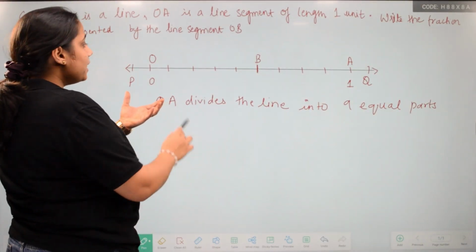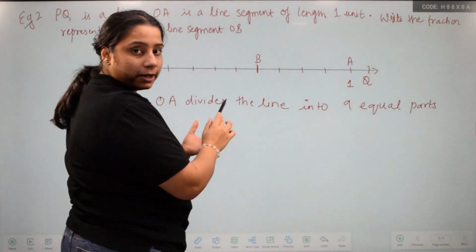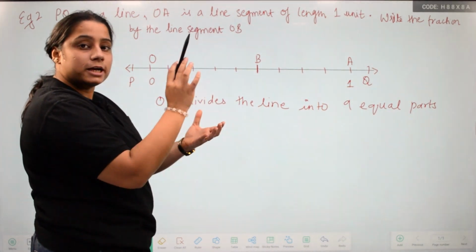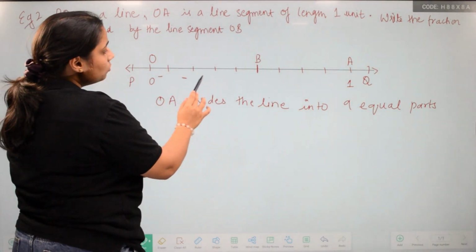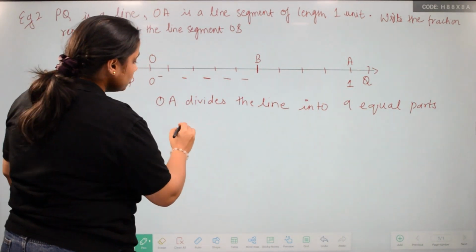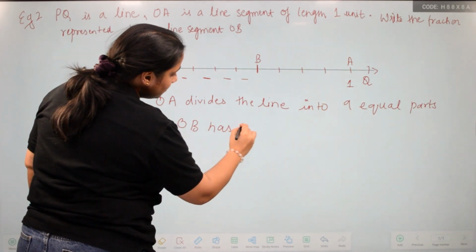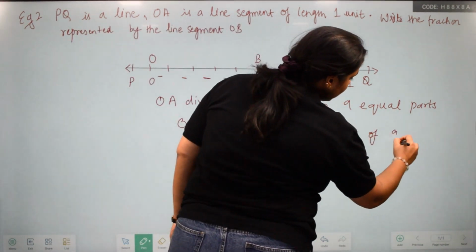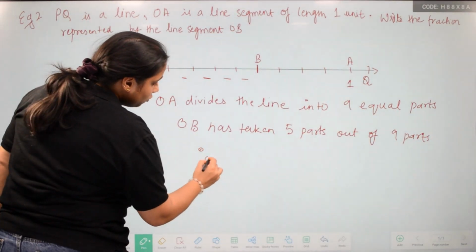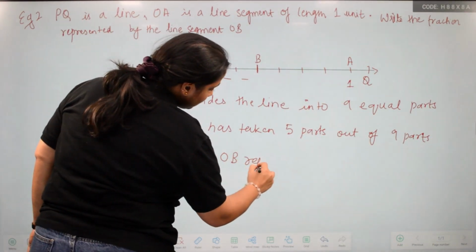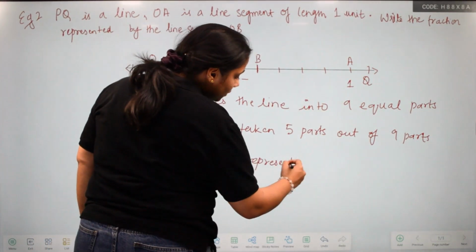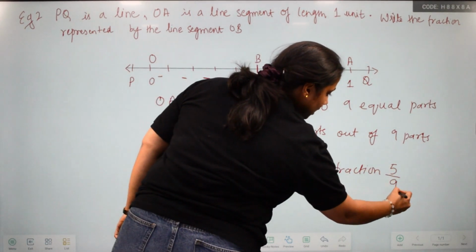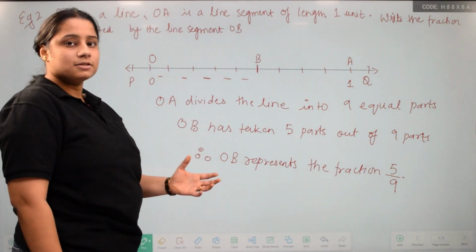Now see that OB is a part of OA and it has taken 5 parts out of the total 9 parts. 1, 2, 3, 4, 5. So OB has taken 5 parts out of 9 parts. Therefore, OB represents the fraction 5 by 9. So this is our required answer.